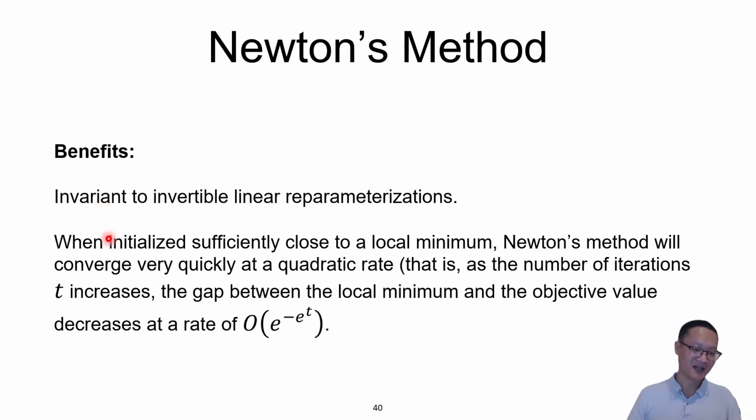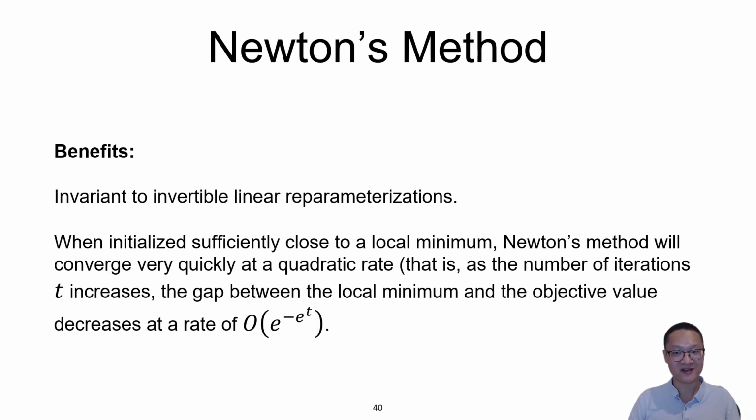We can actually show that if we initialize close enough to a local minimum, then Newton's method will converge very, very quickly at a quadratic rate. The meaning of the quadratic rate is that the gap between the local minimum and the objective value is decreasing at a rate of e to the power of minus e to the t. This is actually much faster than even exponential convergence. Exponential convergence is big O of e to the minus t. But instead of a minus t here, we actually have minus e to the t. So it's extremely fast convergence.